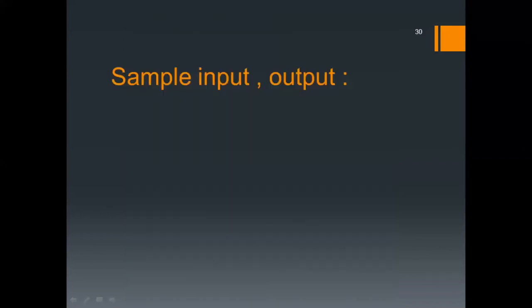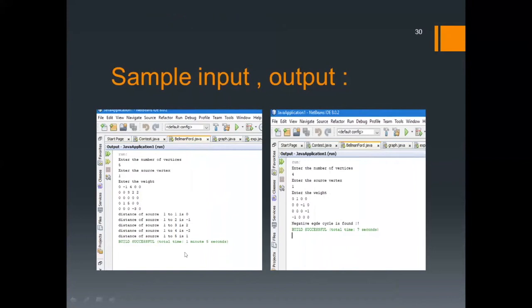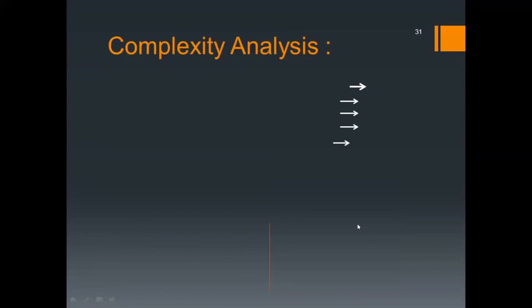After that, we can see here input and output samples. The first example denotes our first graph, that looks like this. And the second example denotes our second graph. And our algorithm reports to us that here there is a negative edges cycle.